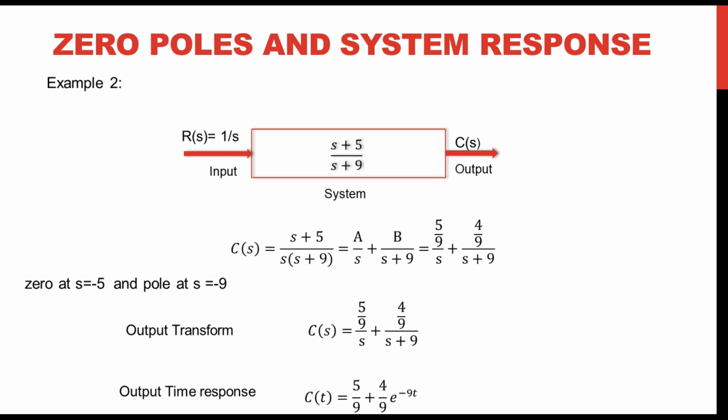We can also observe that applying a step input, or a pole at 0, generates the forced response. We can also observe that a pole of the transfer function generates the natural response. So the pole at s equals minus 9 generates an exponential response e to the minus 9t in the time domain, which means the further negative the pole is on the real axis, the faster the exponential response will decay to 0.